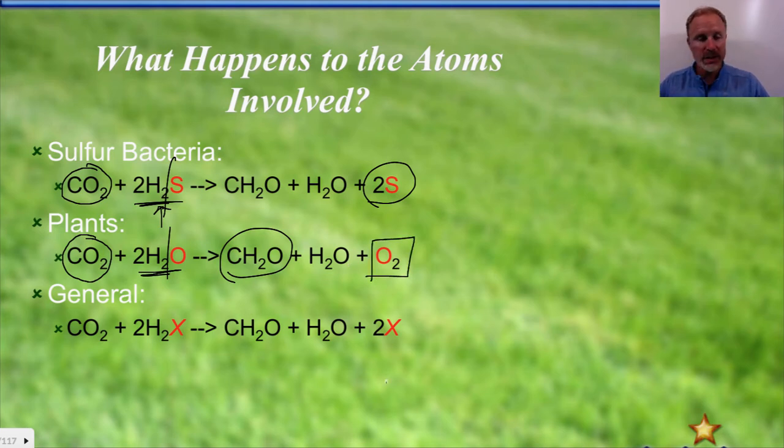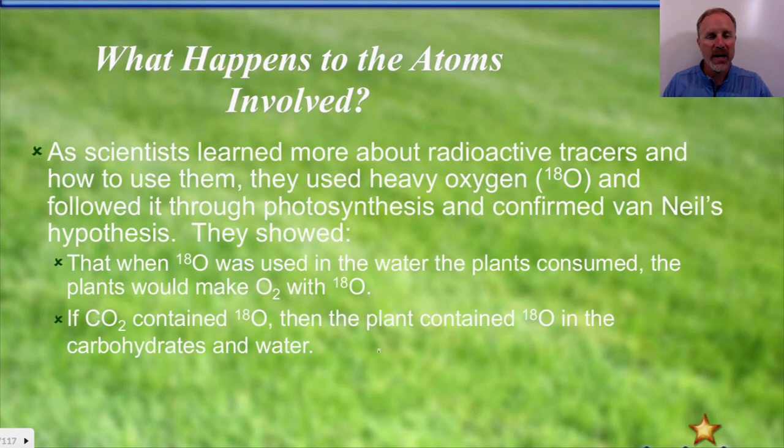So his generalization is that anything attached to the hydrogen, our hydrogen source, when this gets split, whatever it is that's attached to the hydrogen is given off as the waste product. Okay, so that was kind of his hypothesis there. And as scientists began to learn more about the effective use of radioactive tracers, they discovered radioactive oxygen, and they were able to confirm what Van Niel had said.